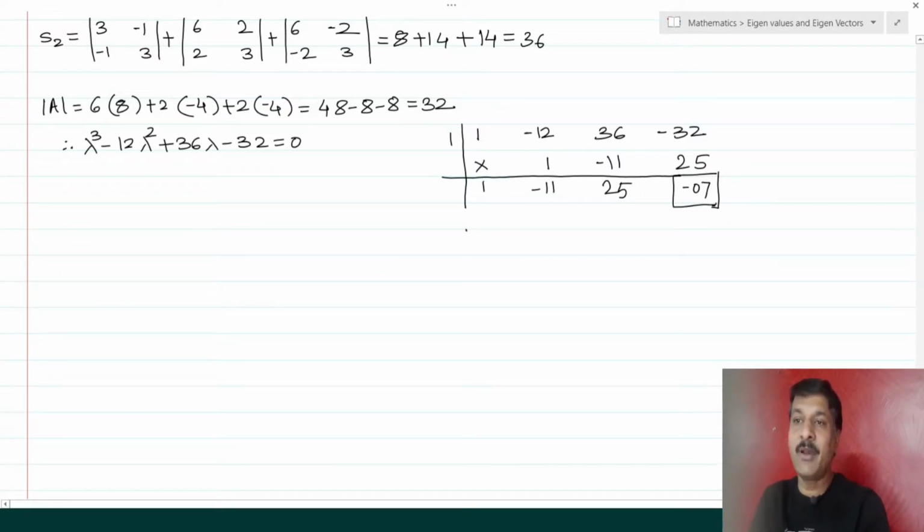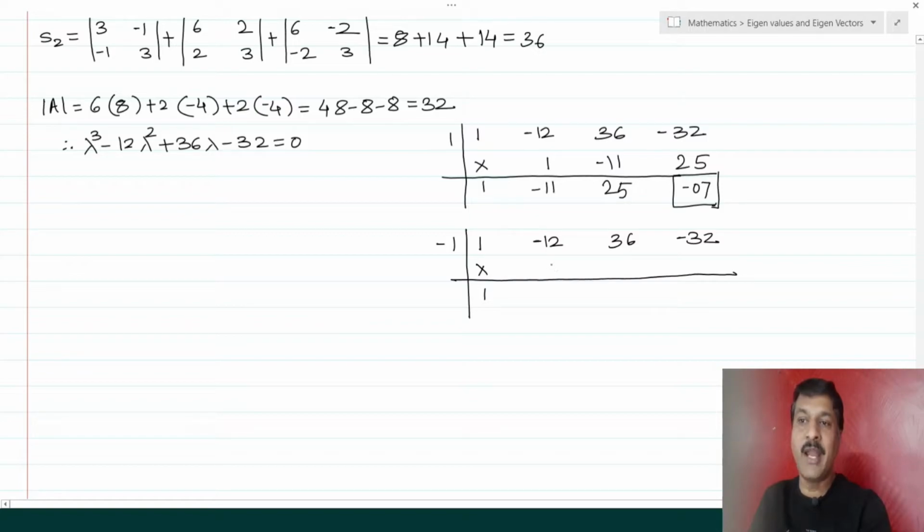Similarly you try for minus 1. So 1, minus 12, 36 and minus 32. So minus 1. So this 1 as it is. So minus 1 into 1, I am getting minus 1. So minus 13. So minus 1 into minus 13, I am getting here 30. And it is a 9 and 4. It's a minus 49, whatever there, but not 0.